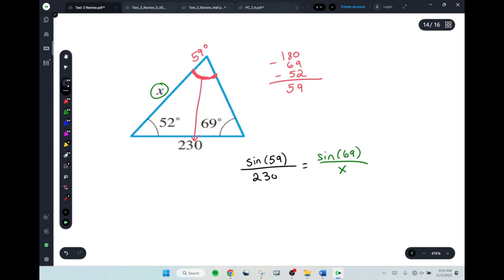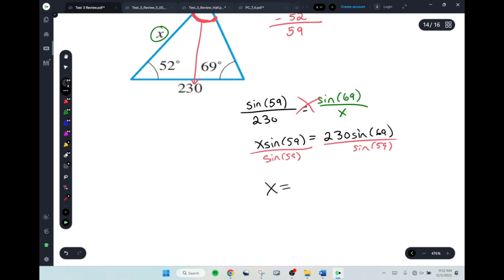And here would be an example of one where you just set it up and leave it and call it a day and not be a hero. You don't have a calculator. Don't be a hero. Set it up, solve for X, and be done. Cross multiply, right? And you get X sine 59 equals 230 sine 69. And then what? Yeah, X equals 230 sine 69 divided by sine 59. Love it. And don't be a hero. You're done. None of those are nice, easy solves.